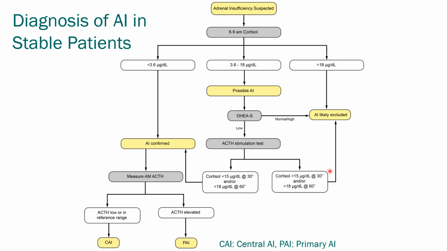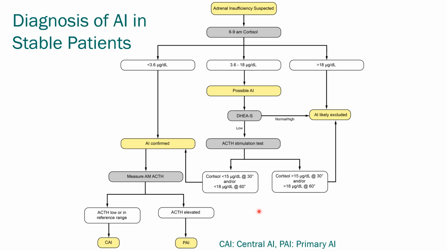And I'll point out that these thresholds of 15 and 18 are dependent on the type of assay used, whether it's a tandem mass spec or whether it's an immunoassay, but these are guides. There is no hard, fast, perfect cutoff even for any given assay, and you need to use clinical judgment, but these are good guides to know what to do.